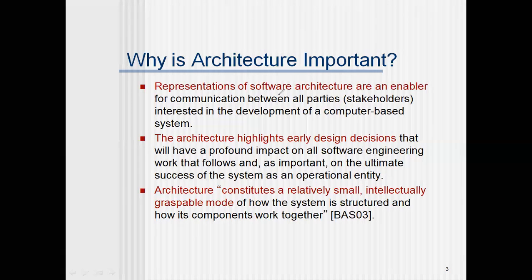Representation of software architecture is an enabler for communication between all parties. So if we represent the overall architecture of a particular software project, it would show important things related to the customer and developers. It establishes communication between all the parties, which means a stakeholder or the developers who are involved in that particular software project. While seeing this architecture, they get a clear picture about that software project.